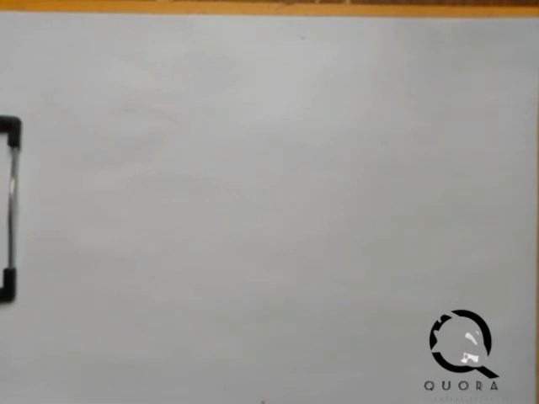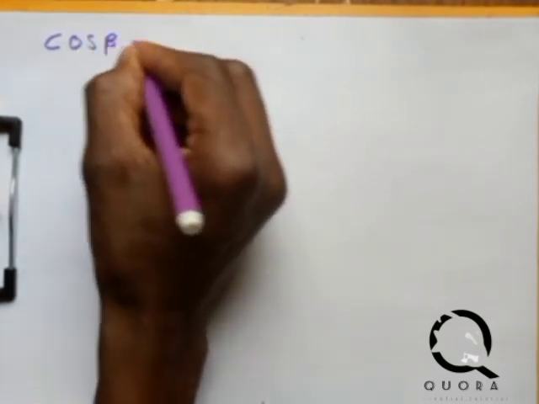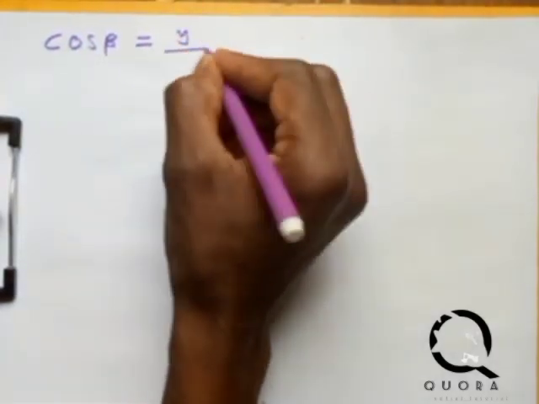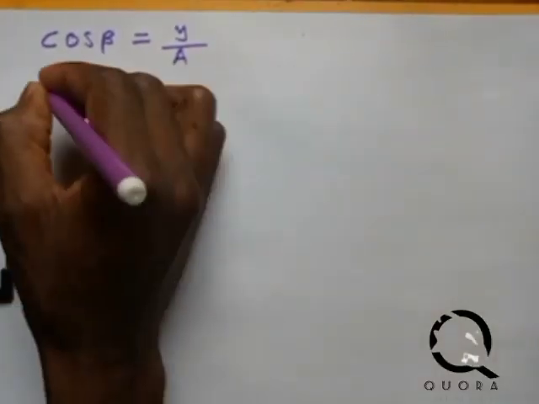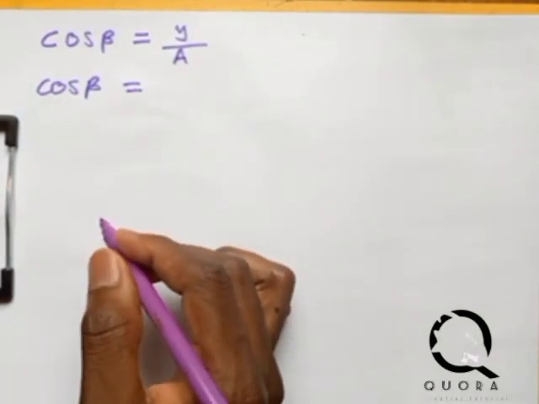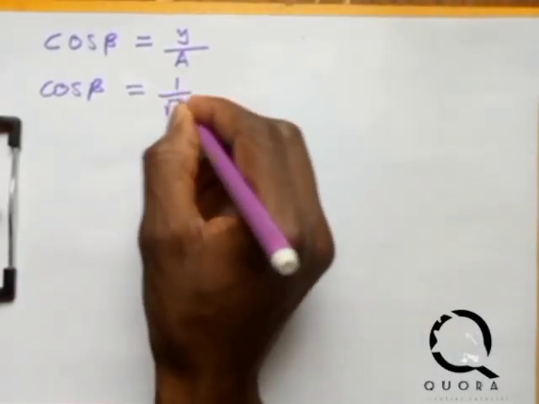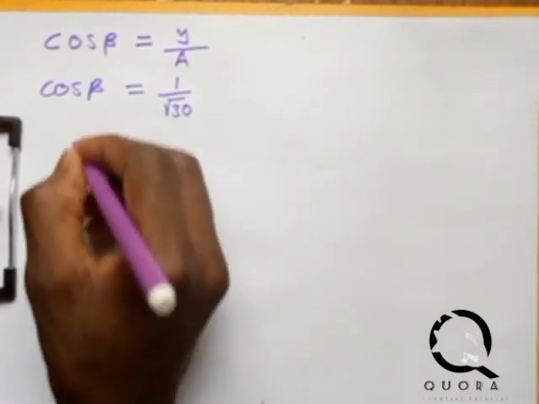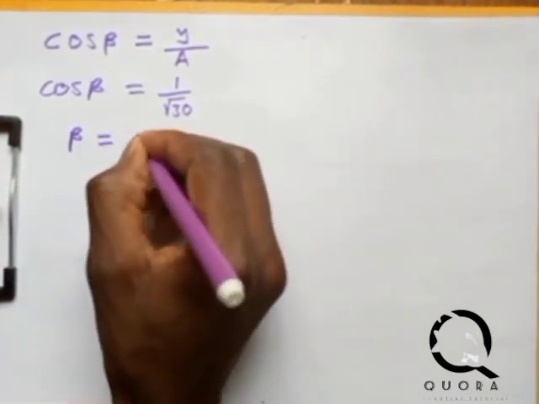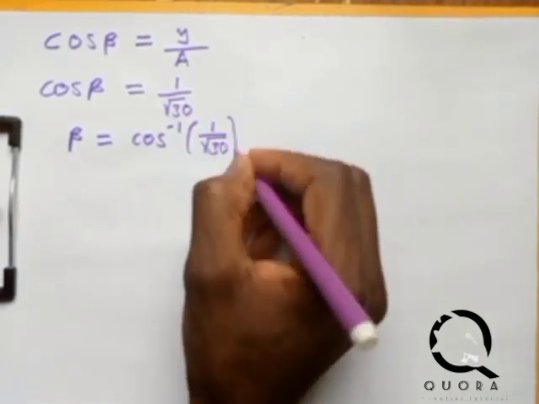Now we look at the angle that is going to be made between the y-axis and the resultant A. So I'll say cos beta has to be equal to y over the resultant, which is A. So cos beta is going to be equal to, what is my y-axis? We are saying it has to be 1. So divide this by root of 30, meaning that the angle beta is going to be equal to cos inverse of 1 over root of 30.